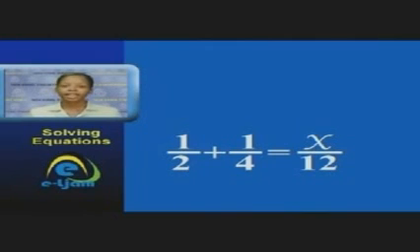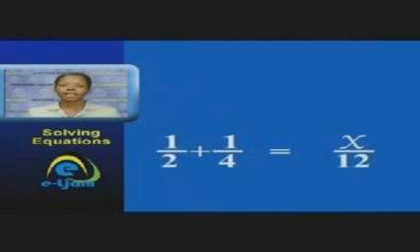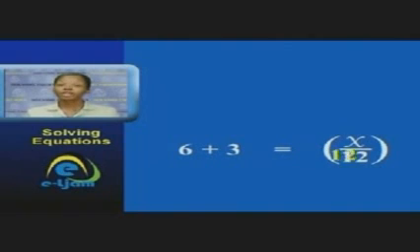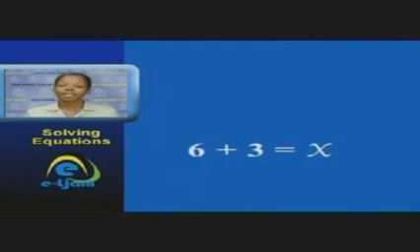First, we find the LCM of 2, 4, and 12, which is 12. Then, we multiply each term in the equation by 12. This gives us 6 plus 3 equals x. Our numbers are already on one side and our variable is on the other side. So we can now determine that x equals 9.